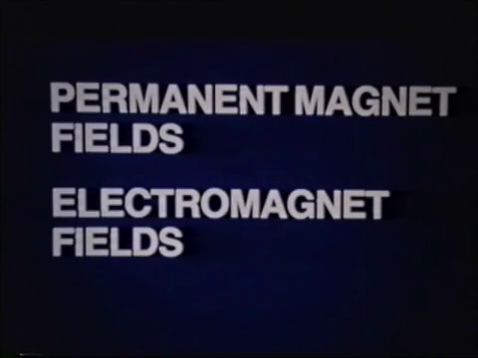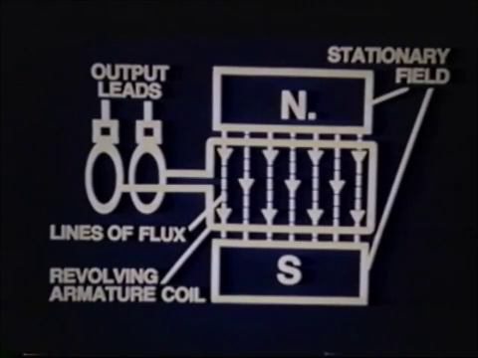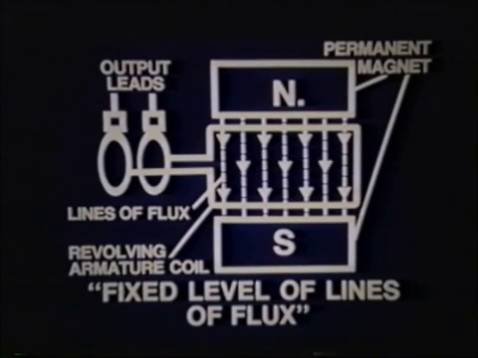There are two types of alternator fields: permanent magnet fields and electromagnet fields. A permanent magnet field uses a permanent magnet to provide the field necessary for induction of current in the armature winding. A permanent magnet alternator, while very cost-effective, has the disadvantage of having its field strength, or flux density, at a fixed level. Thus, voltage regulation tends to be poor.